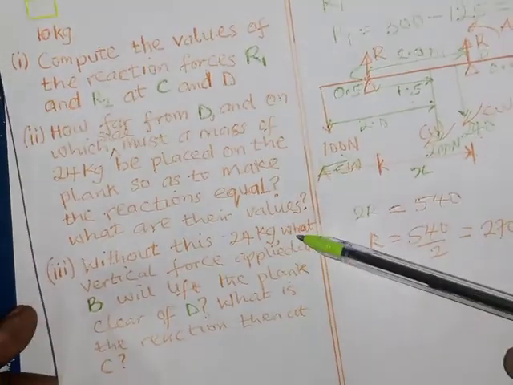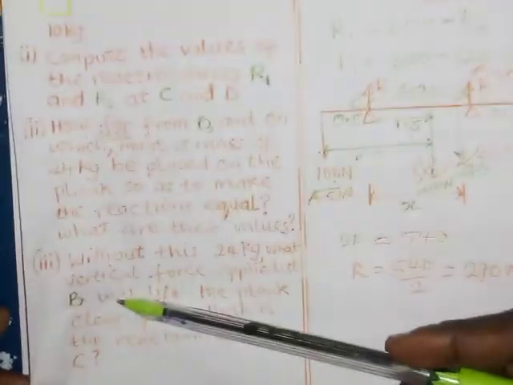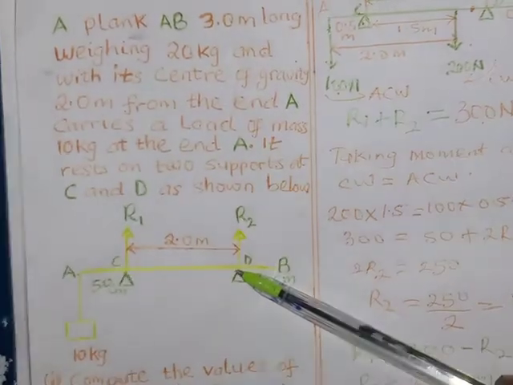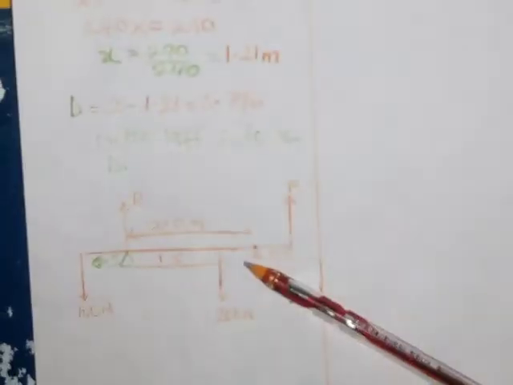Now they said without this 24 kilogram mass, what vertical force applied at B at this point here will lift the plank clearly off D, so it will remove it from this support D. What is the reaction then at C? So I'm going to draw the diagram again for what we are going to see. Now this is how the diagram is going to look without the 240 Newton.